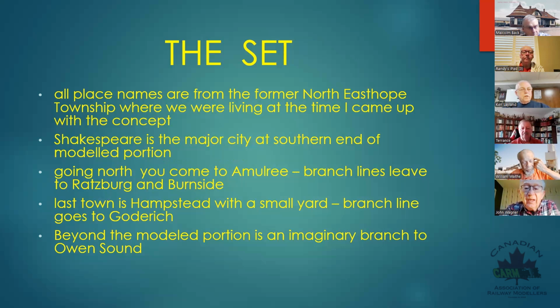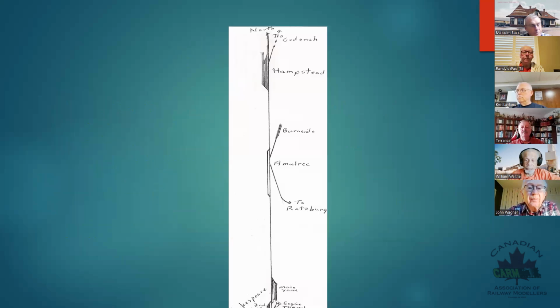I have 2 branch lines that leave to go to Roxburgh and Burnside. Roxburgh is an actual little community too, with a school, or was a school, and a few houses. Burnside is just a school that was close to our farm out there. And then the last town you get to is Hampstead, which has a small yard and has a branch line going to Goderich. And beyond the model portion is an imaginary branch that goes to Owen Sound. And you'll see how that works out a little later.